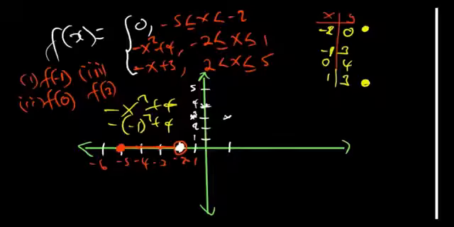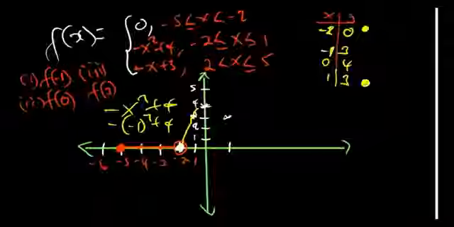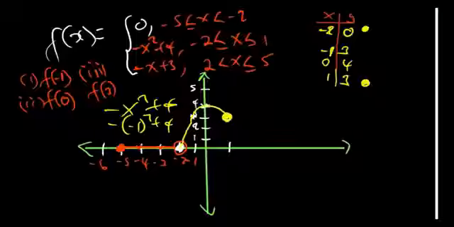Okay, let me use a different color. It is starting from this point all the way there, then here. But the last point is also included, so I need to shade it. So that is the second part.